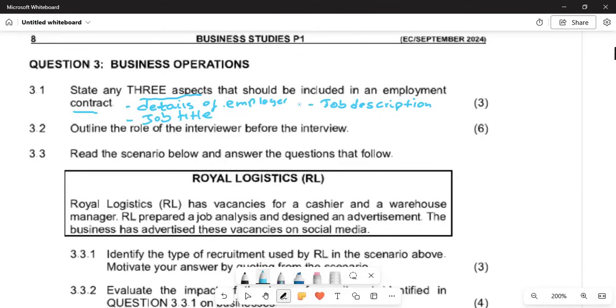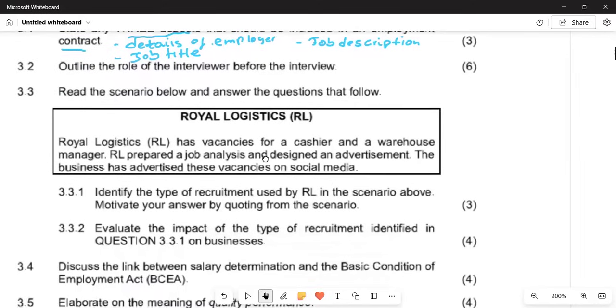Hours of work, such as normal time or overtime. Remuneration, we're talking about the monthly pay or the weekly pay, the allowances and benefits. The place where an employee is going to spend most of his or her working time. Date of employment, commencement of employment. All those things are the aspects that should be included in the employment contract.